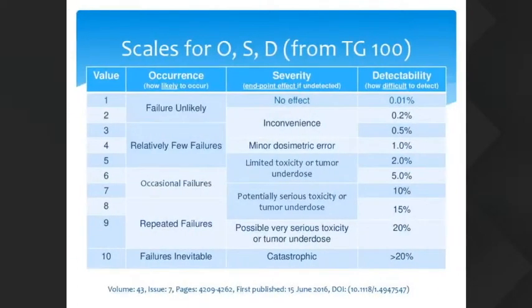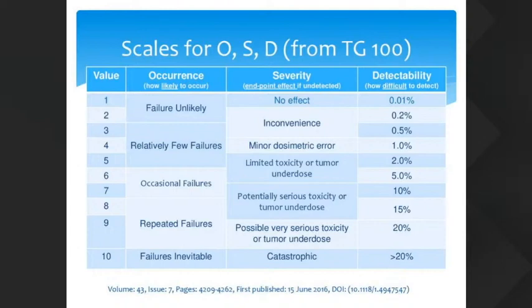We decided to use, well, this is the table that came from TG100. So we used this table. Their relative values go from 1 to 10 for each of the three categories: the occurrence, the severity, and the detectability. They're relative to one another, but technically they go from a value of 1, which is very unlikely or no effect, or can easily be detected, all the way up to 10, where the failures are inevitable. They're always going to happen. It's going to be a catastrophic event, and there's no way we can detect it.